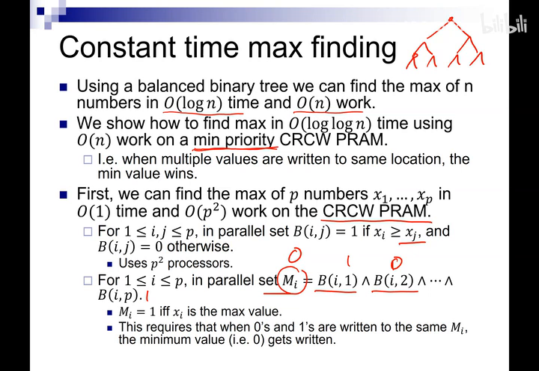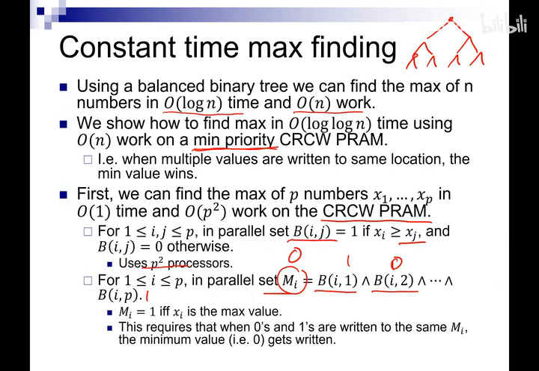All right, so then we have this algorithm for finding the maximum of P numbers in constant time. It just does 2 steps: it first computes these b values, and then it writes to this m location. So it works in constant time. However, it does P squared amount of work, because we have P squared processors, and they each take 2 time steps. So that's order P squared work.